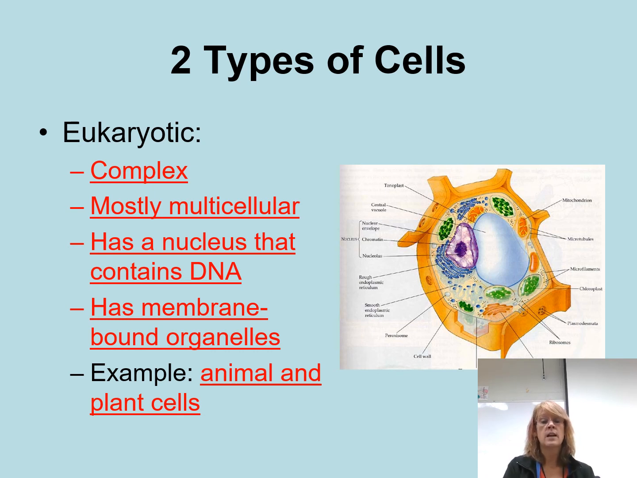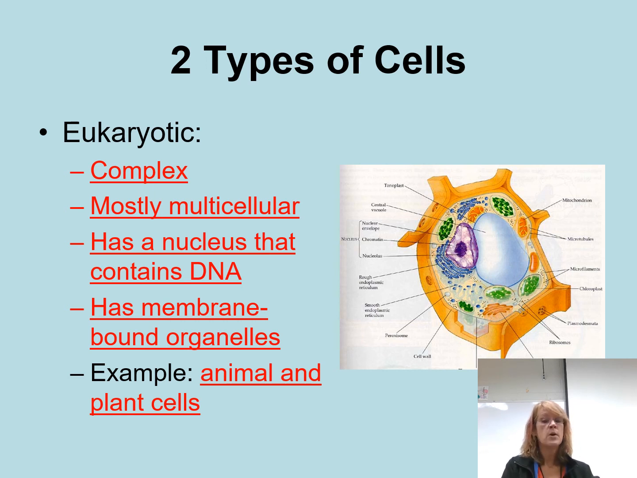Eukaryotic cells are complex, which means they have a lot of pieces in them. They're going to have a nucleus, they're going to have something called a ribosome, they're going to have these things called mitochondria, they'll have things called Golgi bodies, centrioles, cytoskeleton, smooth endoplasmic reticulum, rough endoplasmic reticulum, peroxisomes, lysosomes, vacuoles, vesicles, so lots of pieces, and we call these organelles.